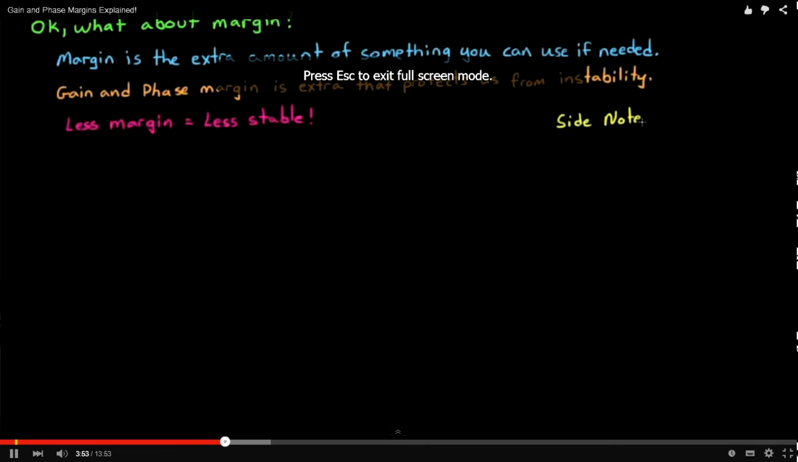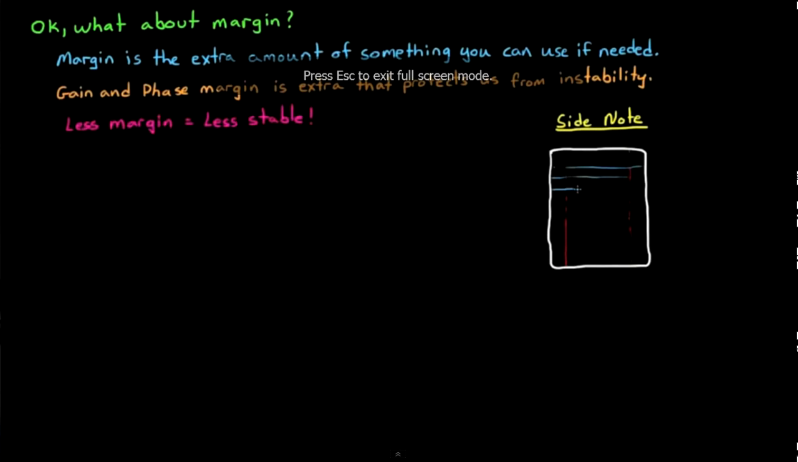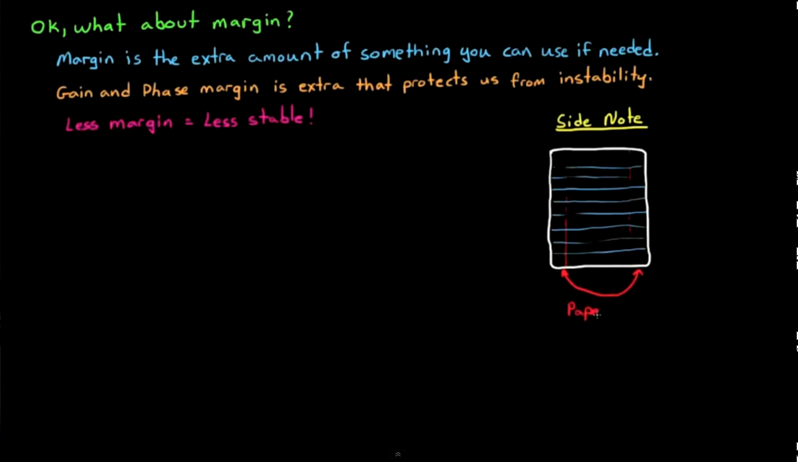Now, I have a real quick side note. I don't know if the margins on your paper are derived from the same word, but if you think about it, that's the part of the paper that you aren't planning on writing in, but you could use before you run off the edge and draw on your desk. In case it wasn't clear, in this analogy, drawing on your desk is having your system go unstable.